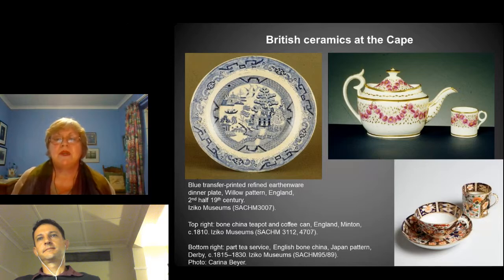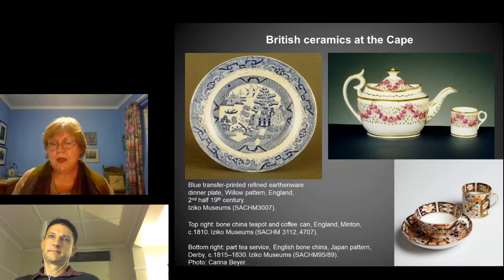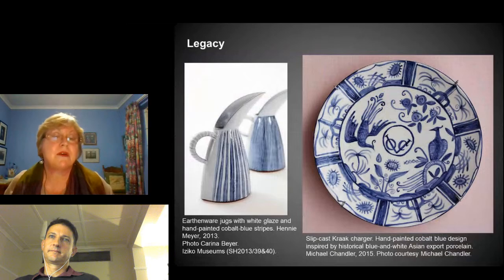Here at the bottom, you will see Derby porcelain, British porcelain, very similar to the Japanese Imari pattern that we've seen before. So there is this influence that is enduring, and it actually goes right through to modern times. If you look at the two jugs made by Henny Mayer, very minimalistic decoration, but this combination of the underglazed blue, of the blue and white, is enduring very much in the ware that he makes from time to time.